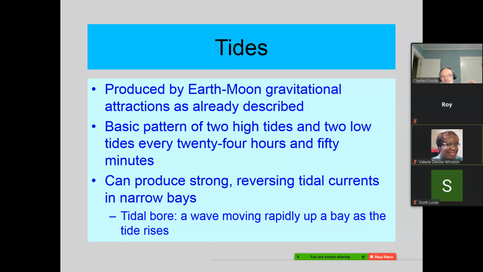So you may only have one either high or low tide, but just about every day we'll have two high tides and two low tides. Now these tides can produce some strong reversing tidal currents in narrow bays, and they'll sometimes call those a tidal bore. That's a wave moving rapidly up a bay as the high tide is coming in.